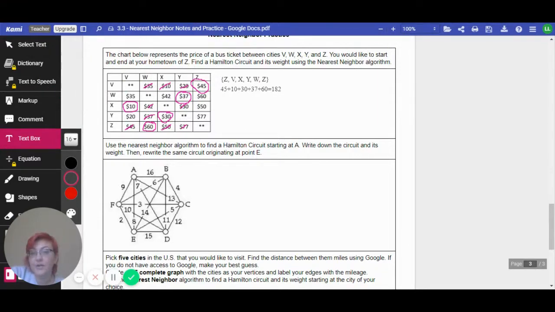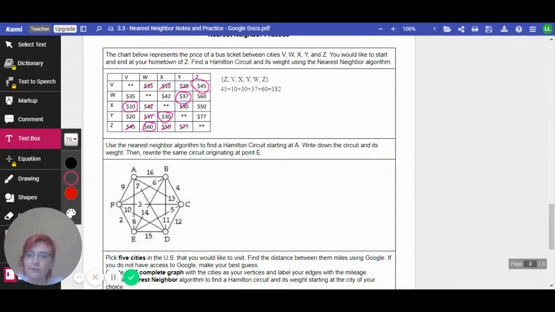We're going to use the nearest neighbor algorithm to find a Hamilton circuit starting at A. Same thing here, where we're going to write down the circuit and its weight, but then this time we're rewriting the same circuit originating at E, or choosing a different reference point.